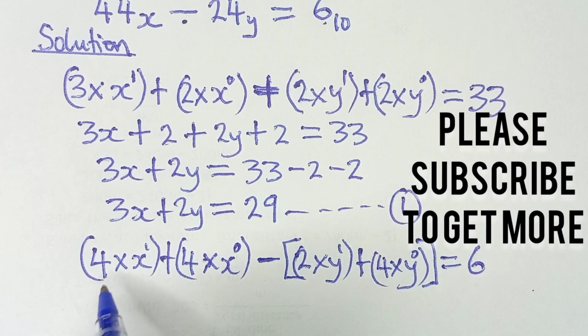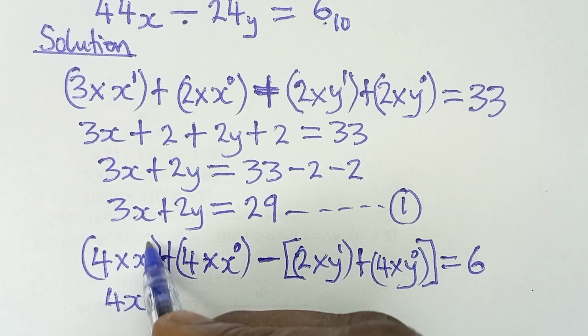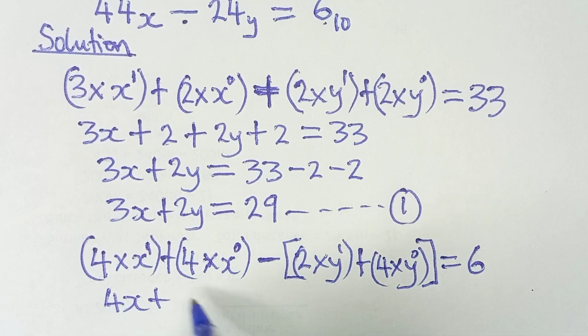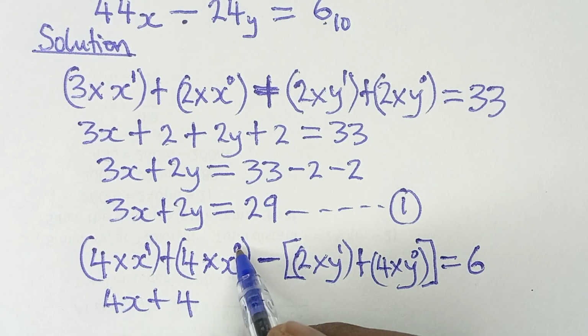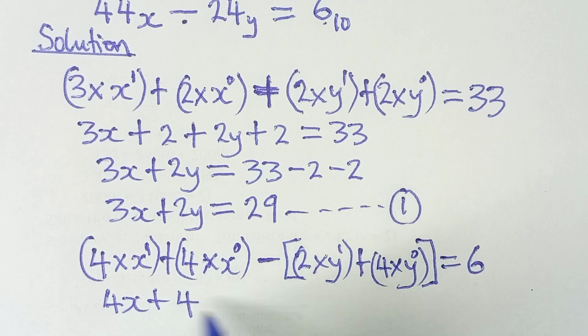So let's simplify now. So this will give us 4x. Don't forget x raised power 1 is x, and then plus 4. x raised power 0 is 1, multiplied by 4 will give us 4.